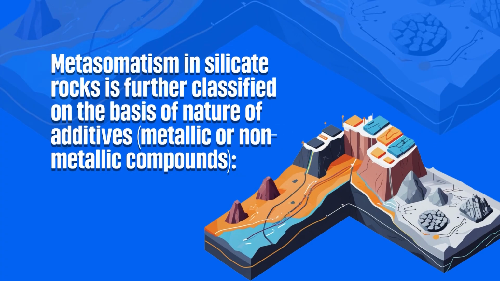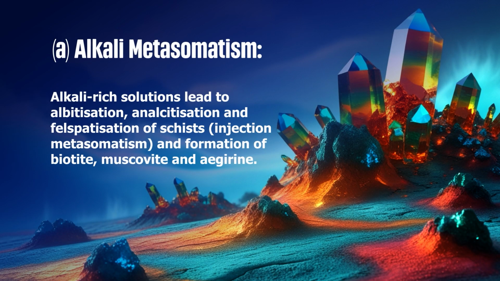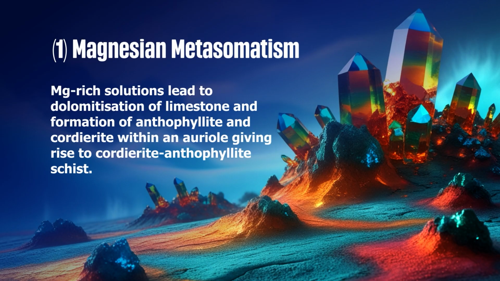Metasomatism in silicate rocks is further classified on the basis of nature of additives, either they are metallic or non-metallic compounds. First I will take up the alkali metasomatism, where alkali-rich solutions lead to albitization, analcitization and feldspathization of schist, that is injection metasomatism, and formation of biotite, muscovite and aegirine take place. Second, out of this alkali metasomatism, first is magnesium metasomatism.